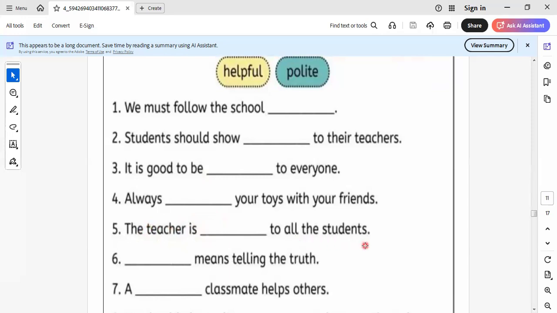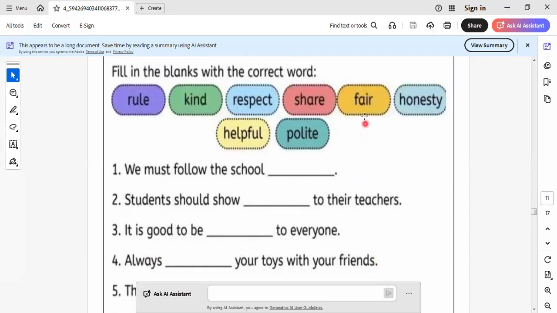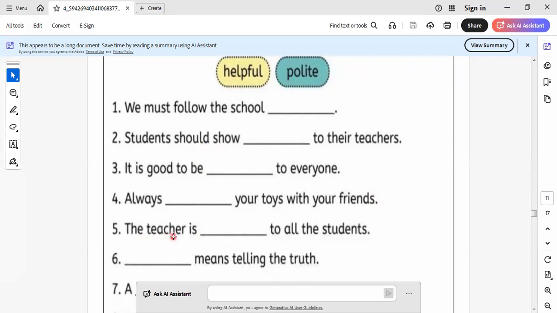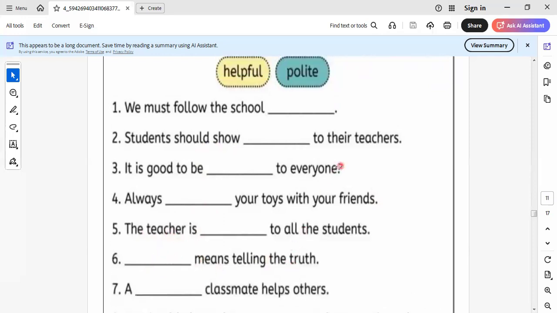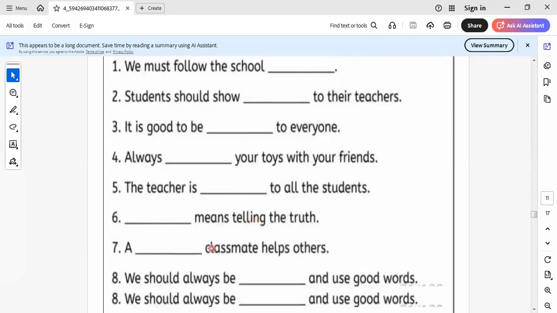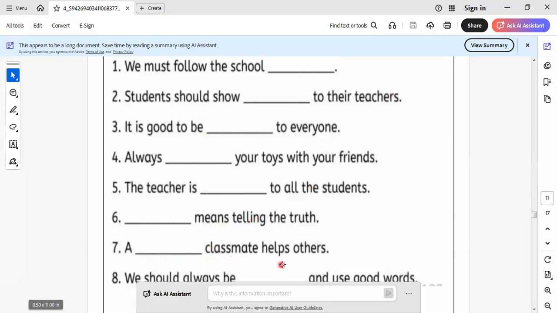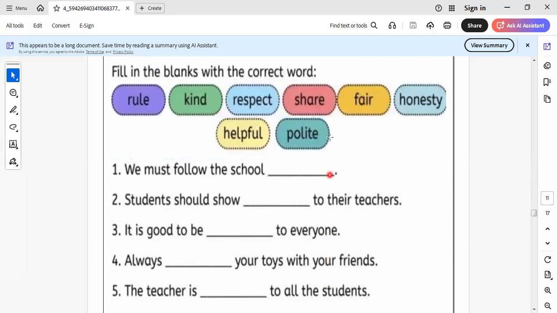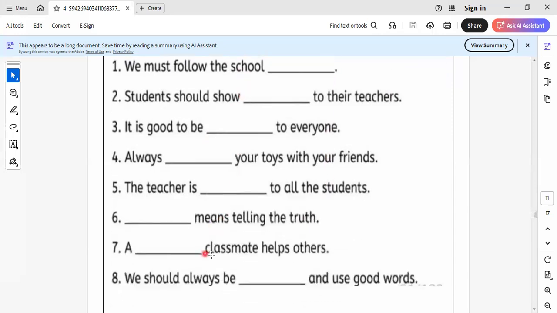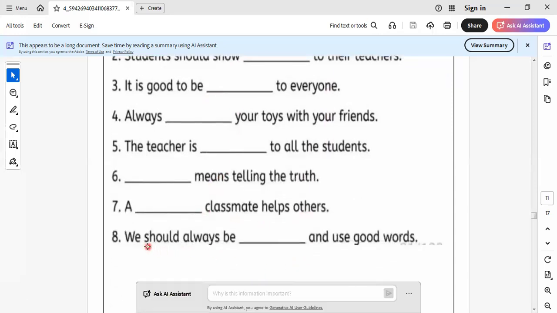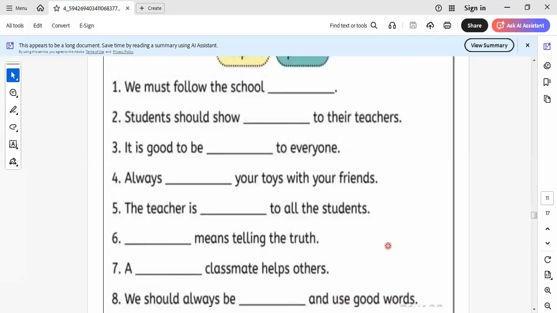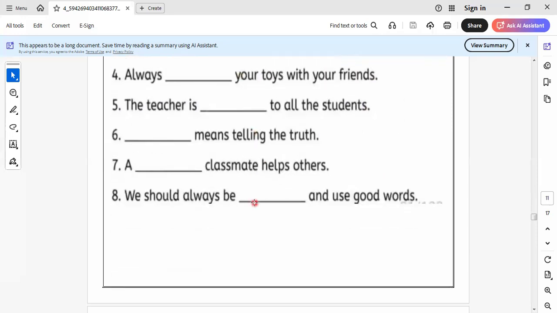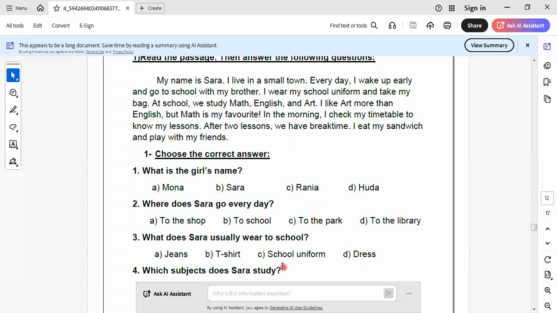The teacher is fair to all students. Always fair. Fair means telling the truth, honesty. A good classmate helps others. You should always be kind and use good words. Kind. Let's go to another one here.